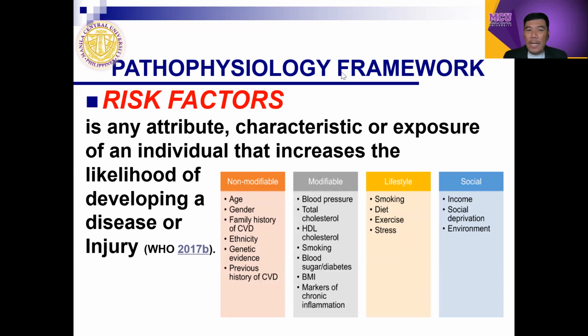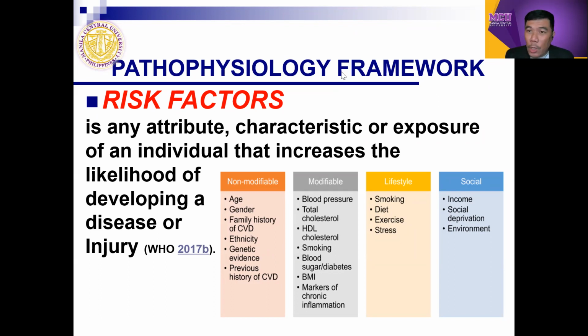So it's the same as genetic evidence and previous history of cardiovascular disease. Why do we consider previous history of cardiovascular disease as non-modifiable? Because of what we call recurrence. Once a person has familial cardiovascular disease and is then diagnosed with cardiovascular disease, it is considered a non-modifiable risk factor because eventually the person already had tissue death in part of the heart.